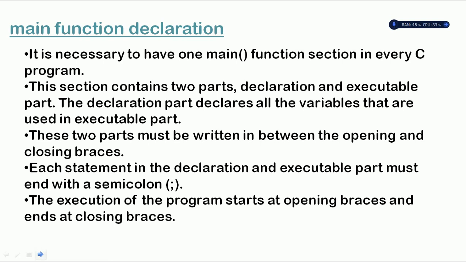And now coming to our next part, your main function section. It is necessary to have at least one main function in your C program, because remember, your C compiler always starts execution from the main function. Without the main function, your C program is not executed, right? You have to write it. This section contains 2 parts: one is the declaration part and the second one is the executable part.